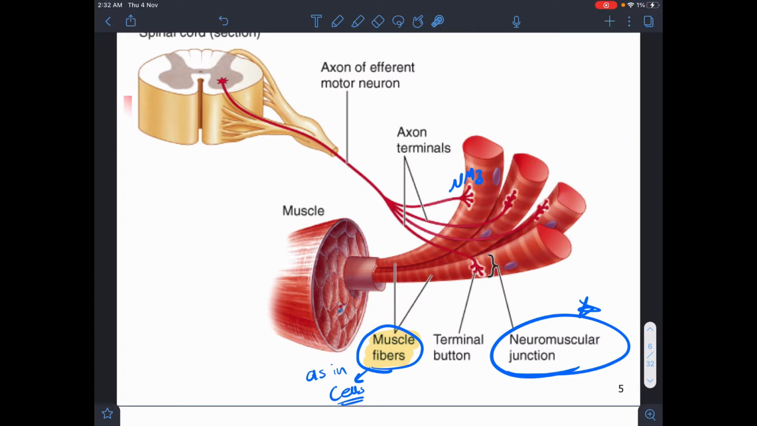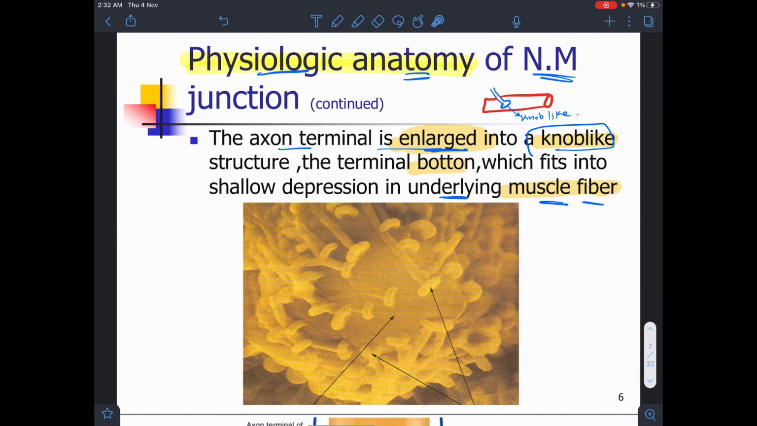This is the neuromuscular junction. This is another one. This is another one. Now let's see the neuromuscular junction enlarged. So, zoomed in. Here I have the axon terminal. The axon terminal is enlarged.